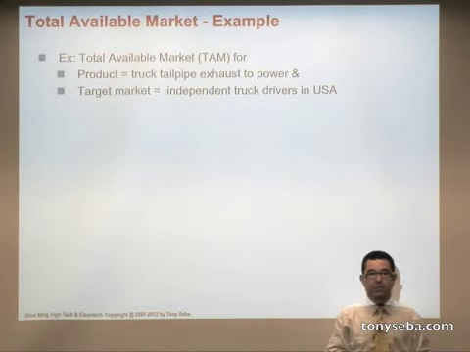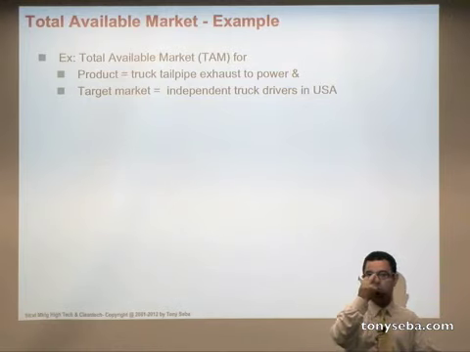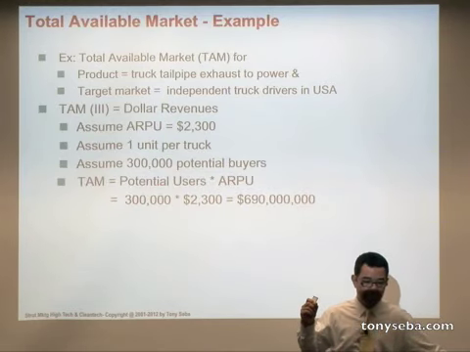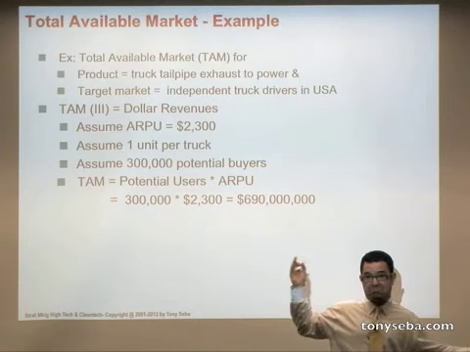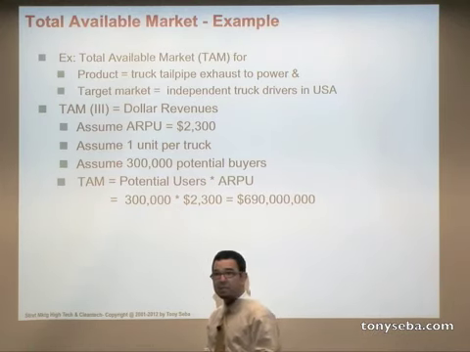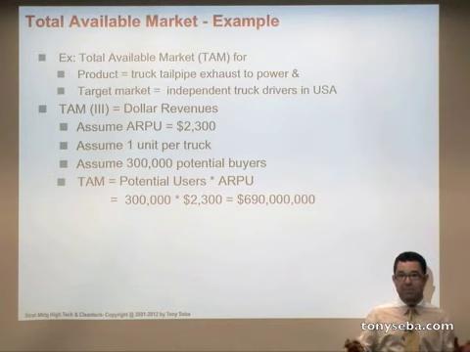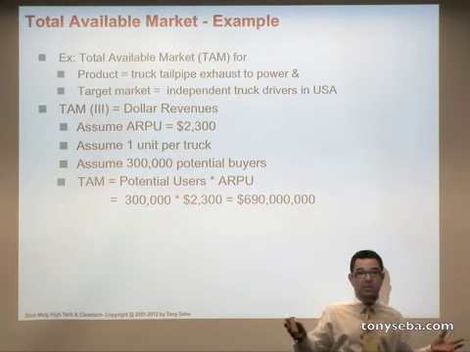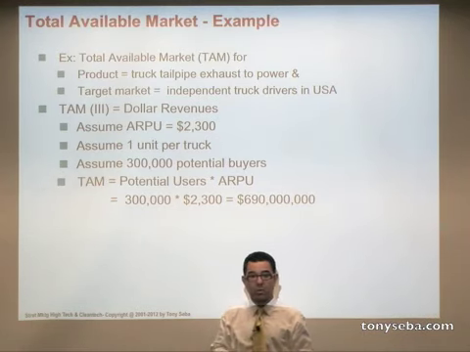Okay, let's put it all together. The product is the tailpipe exhaust to power that's going to go into trucks. Target market, independent truck drivers in America. What's the TAM? ARPU is $2,300. There are 300,000 potential users. Multiply those numbers: 300,000 times 2,300 is, if I did my numbers right, a $690 million potential market. Notice that market does not exist. It may be an emerging market. It may be a non-existent market. But this is the way to size the market: total available market.